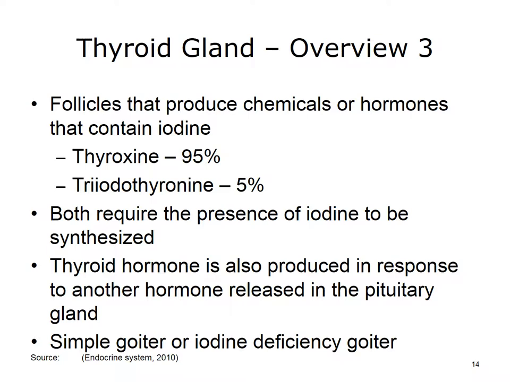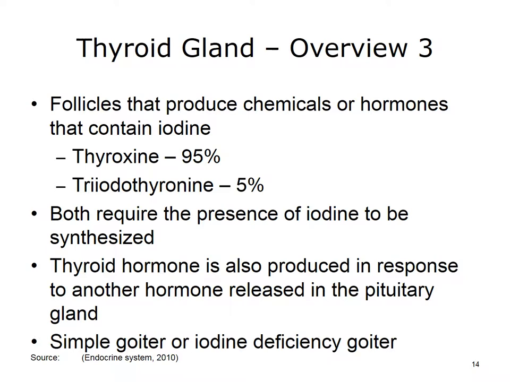Internally, the thyroid gland consists of follicles which produce thyroxine and triiodothyronine hormones. These hormones contain iodine. About 95% of the active thyroid hormone is thyroxine, and most of the remaining 5% is triiodothyronine. Both of these require iodine for their synthesis.